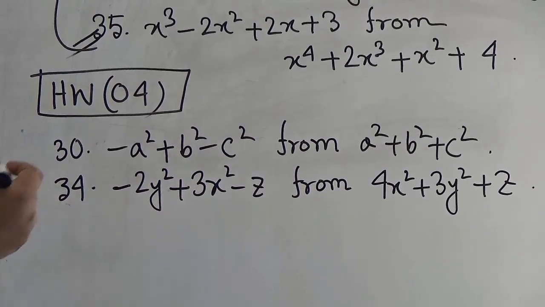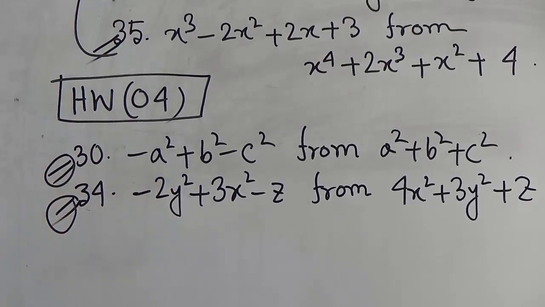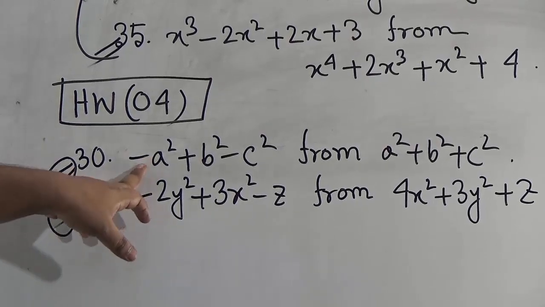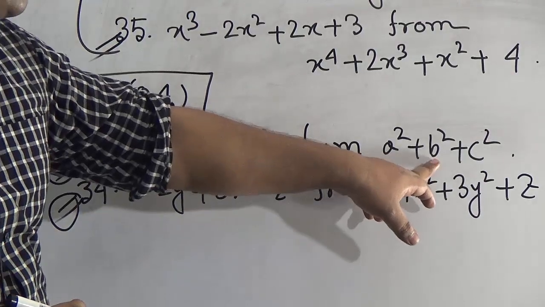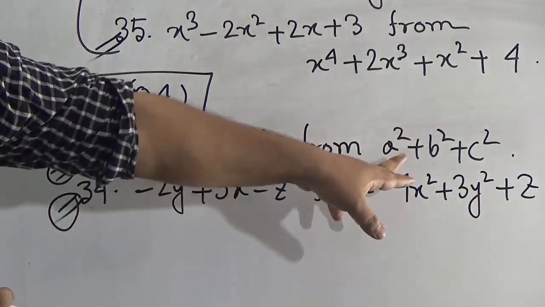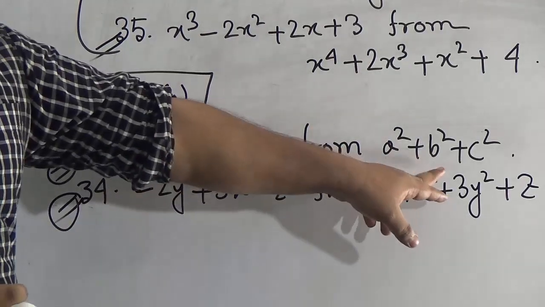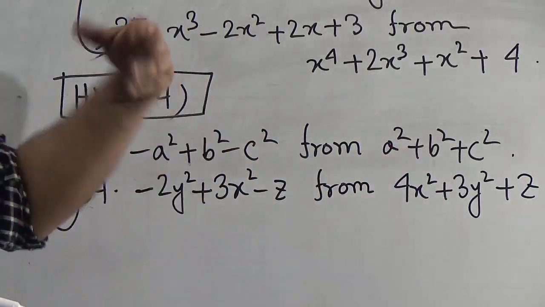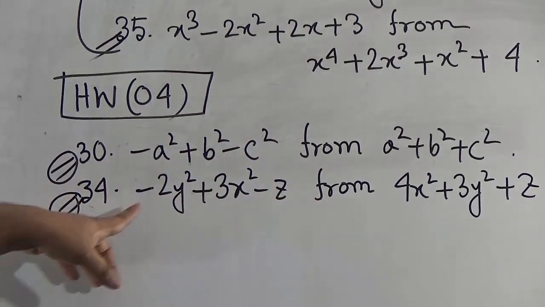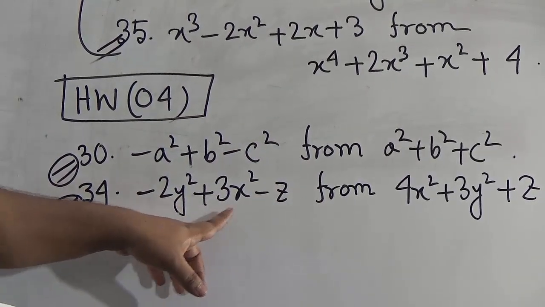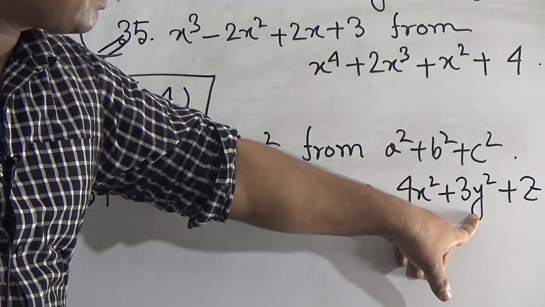My dear students, questions 30 and 34 will be your SW. Okay, here minus a square plus b square minus c square from a square plus b square plus c square. So first of all you write the second expression, then you write the first expression under the second expression, then you change the sign. After that you solve and you get the answer. And 34 is similar: minus 2y square plus 3x square minus z from 4x square plus 3y square plus z.